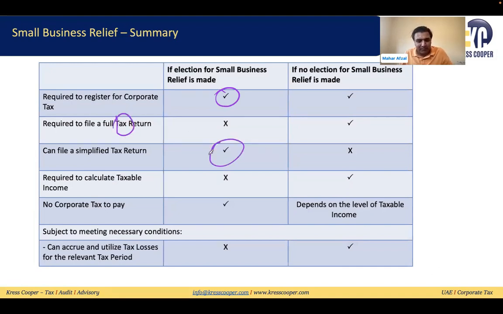Required to calculate the taxable income? No, they are not liable to calculate any taxable income. As we discussed, they are not liable to calculate any taxable income.